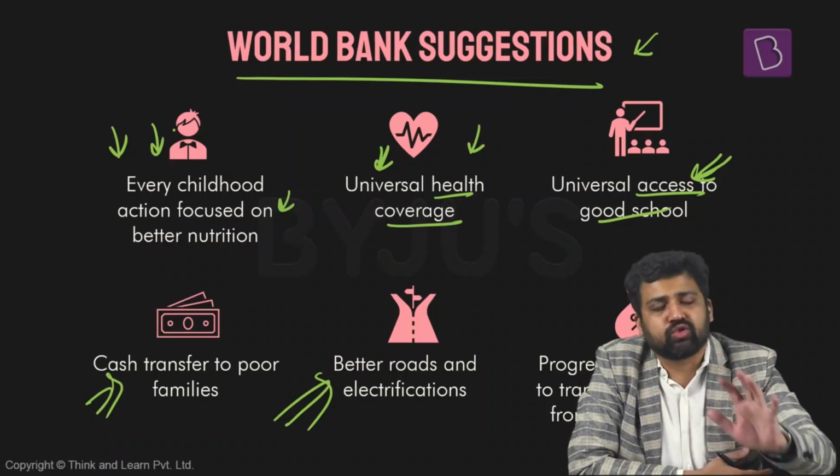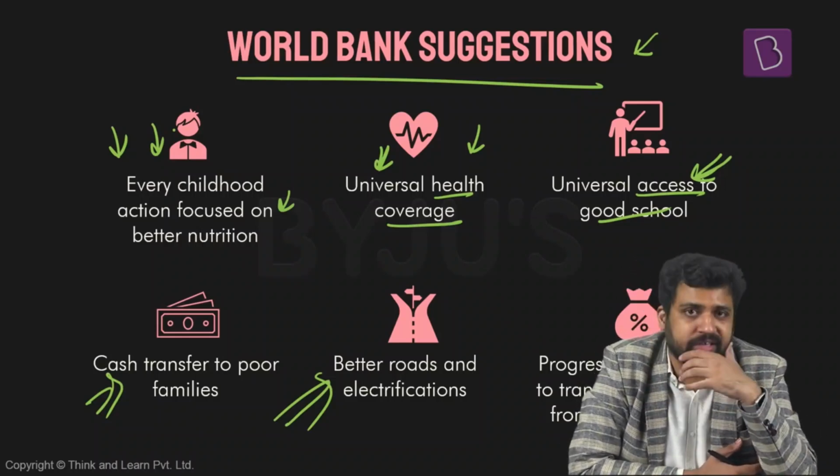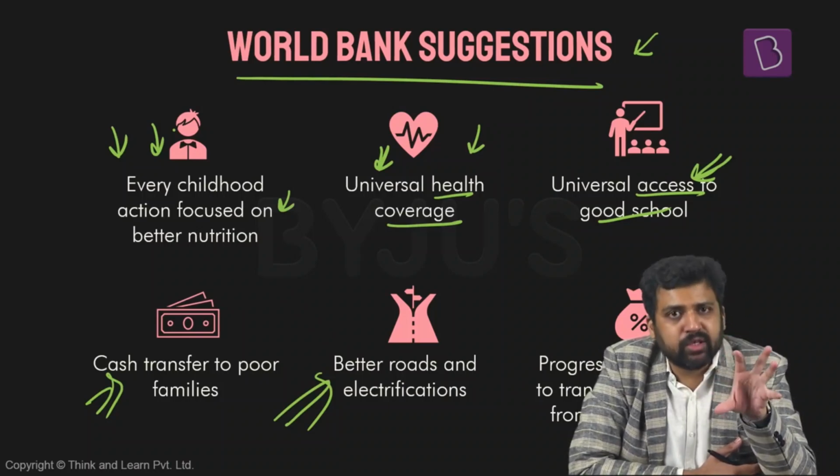Now, we have talked about the government's role, but it is equally important for us to consider the role of the private sector. The private sector plays a critical role in reducing poverty. So why do I say this? See, the government can create jobs, or the government can provide jobs on its own.